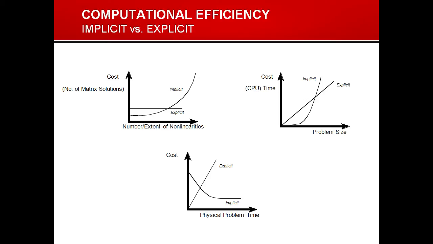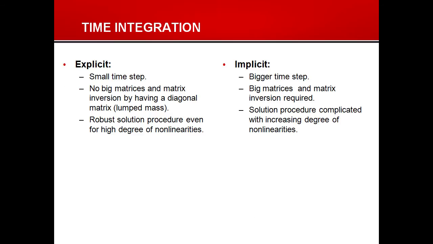Finally, on the bottom, you'll see that in this situation, implicit actually has the advantage. If we have what we call a long physical problem time, so our event duration is long, as we go longer and longer, again, it's linear. So explicit goes up linearly, implicit will come down, and as it reaches steady state, you'll see that the additional cost for the implicit solver is lower. So there's a situation where maybe it makes more sense to use an implicit code. So, just a brief comparison between those.